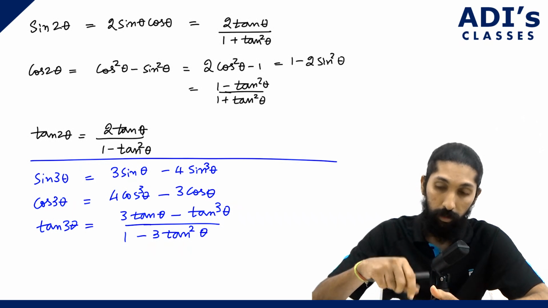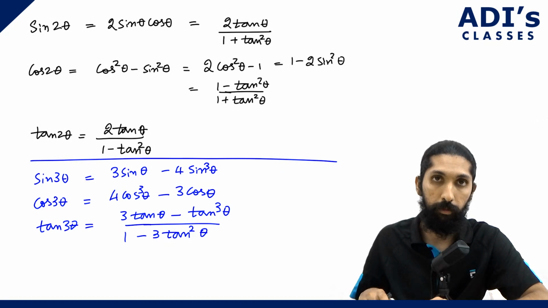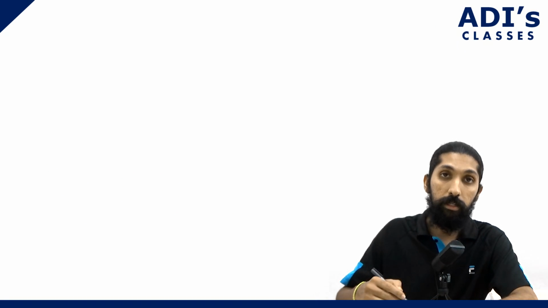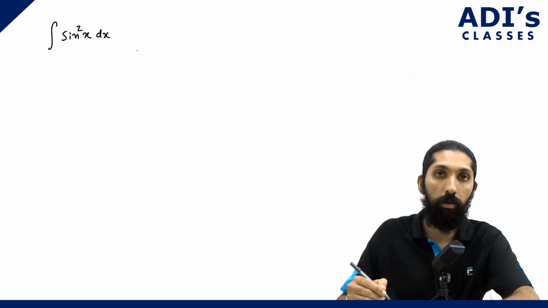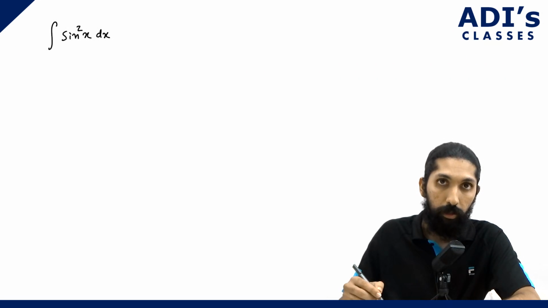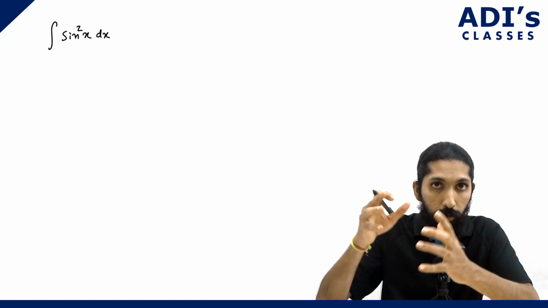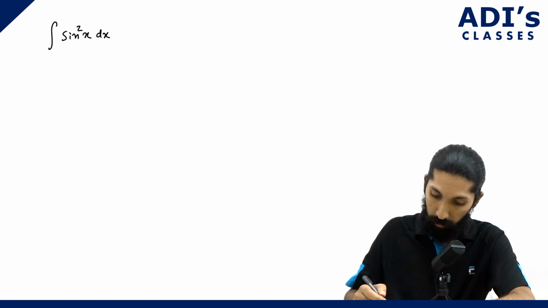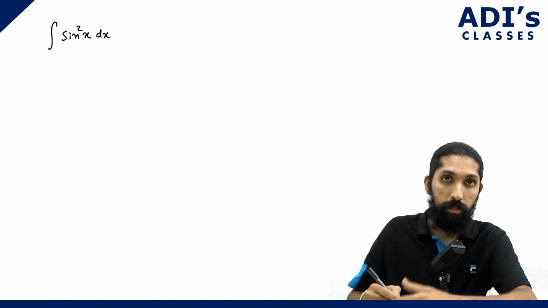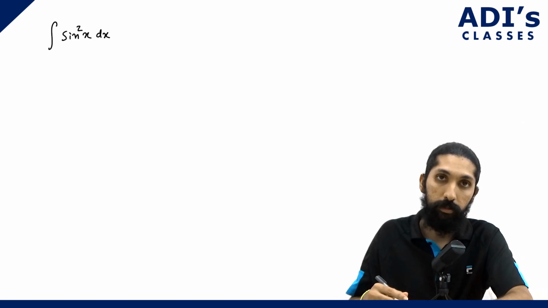So let's do one simple problem now. Let's try and integrate sine square x. It's very simple. See, integral of sine square x dx. Now, directly you cannot do it. So what we do is we make use of cos 2 theta. Then we can do the substitution method. That's why. See, sine square x, let's take it in terms of cos 2x.